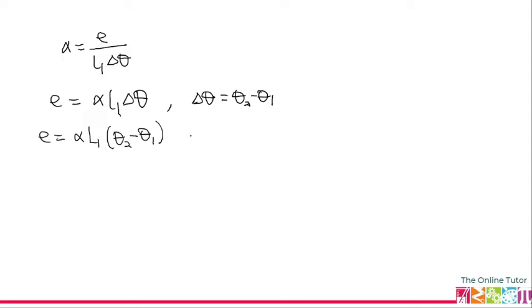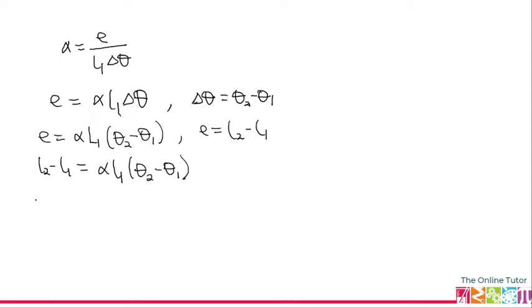The same way, we know that our extension is equal to the final length of the metal minus the initial length of the metal. So we have L2 minus L1 equal to alpha L1 into bracket theta 2 minus theta 1.